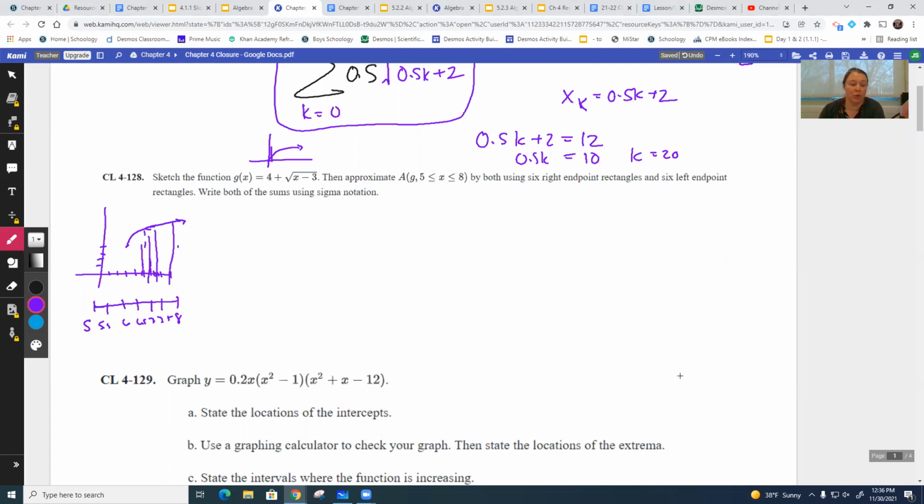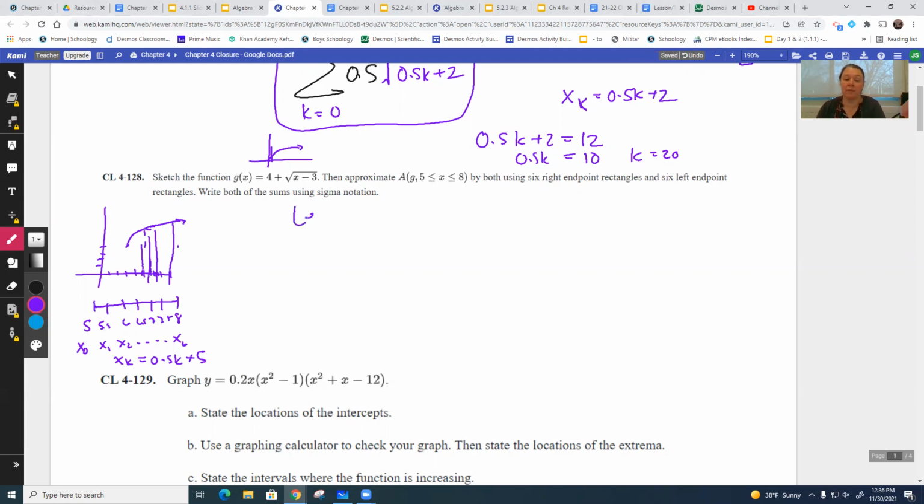And so from 5 to 8, I want to write a rule for my x sub k. This would be 2, 3, 4, 5, 6, x sub 6. I see I'm going up by half every time. So my x sub k would be 0.5k plus, I'm starting at 5 when the subscript is 0.